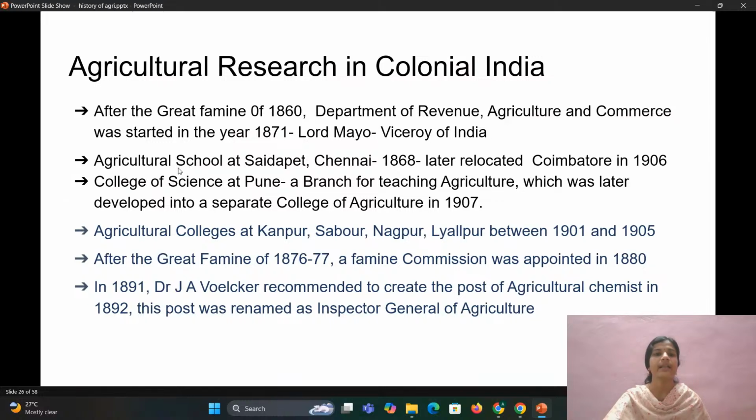Then an agriculture school in India was set up at Saidapet in 1868. Then there was a College of Science at Pune, and in that college, a branch for teaching agriculture was started, and later on it developed into a separate College of Agriculture. That is, in Pune, a separate College of Agriculture was established in the year 1907. Similarly, various agricultural colleges were established in all these places: Kanpur, Sabour, Nagpur, etc.